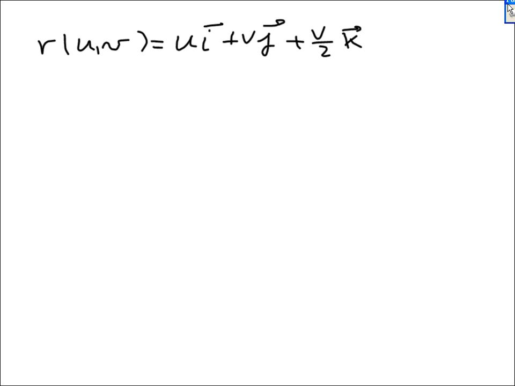52 is entitled Parametric Surfaces. Suppose we were given that r of u, v is equal to u i plus v j plus v over 2 k. And we want to find the rectangular equation for the surface by eliminating the parameters u and v.